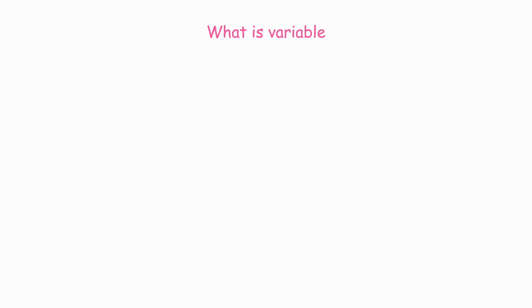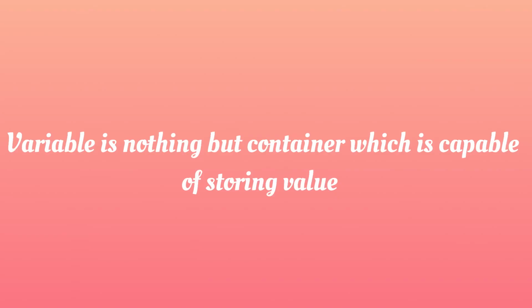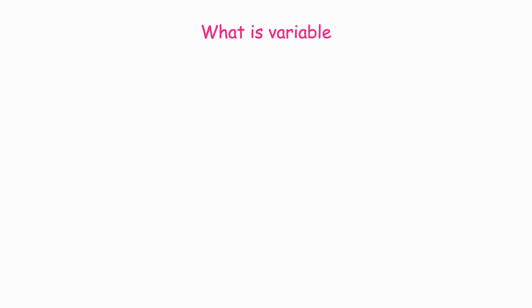Now let's check the third question. What do you mean by a variable? So often when answering this question, people say a variable is nothing but a container which holds the value. This answer is correct, but technically it doesn't sound good. So how do we answer this question in a technical fashion? In technical terms, a variable is nothing but a name given to a memory location.